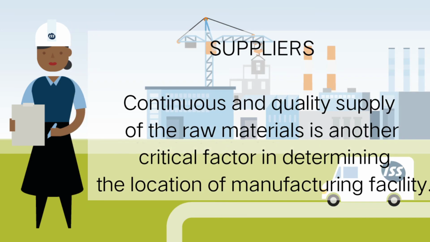Continuous and quality supply of the raw material is another critical factor in determining the location of manufacturing facility. Napaka-importante na i-consider natin kung saan ba tayo mag-aangkat ng ating raw materials. Dahil kung ang suppliers natin is manggagaling pa sa malayong lugar or itatawid pa ito ng dagat, mas mamamahalan tayo sa ating transportation cost. Mas maganda sana kung ang right location natin or yung facility location natin is malapit lang doon sa pagkukunan natin ng ating raw materials.